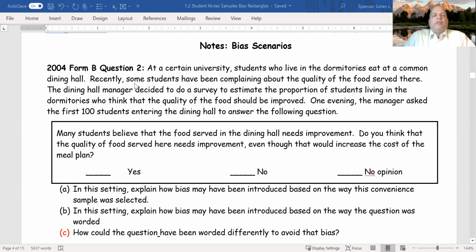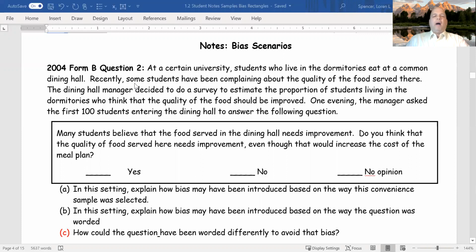So here we go. At a certain university, students who live in the dormitories eat at a common dining hall. Recently, some students have been complaining about the quality of the food served there. The dining hall manager decided to do a survey to estimate the proportion of students living in the dormitories who think that the quality of the food should be improved. One evening, the manager asked the first 100 students entering the dining hall to answer the following question. Please note, it's the first 100 students. So many students believe that the food served in the dining hall needs improvement. Do you think that the quality of food served here needs improvement, even though that would increase the cost of the meal plan? Yes, no, or no opinion.